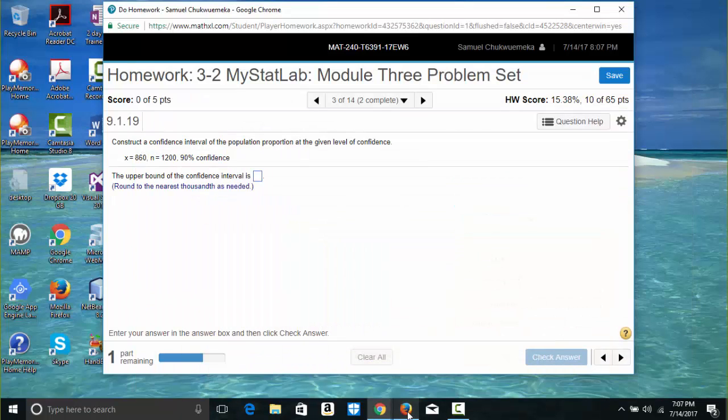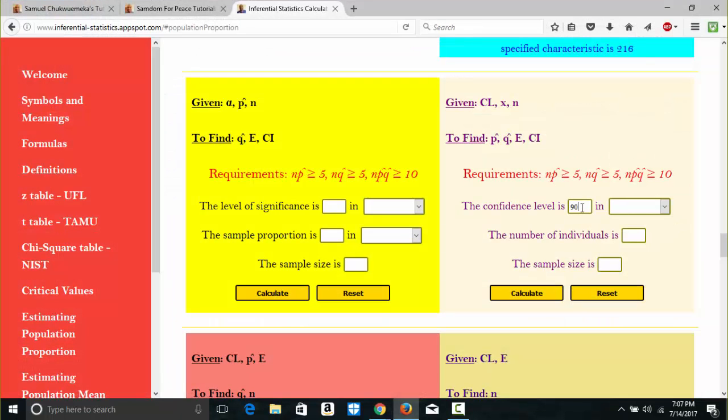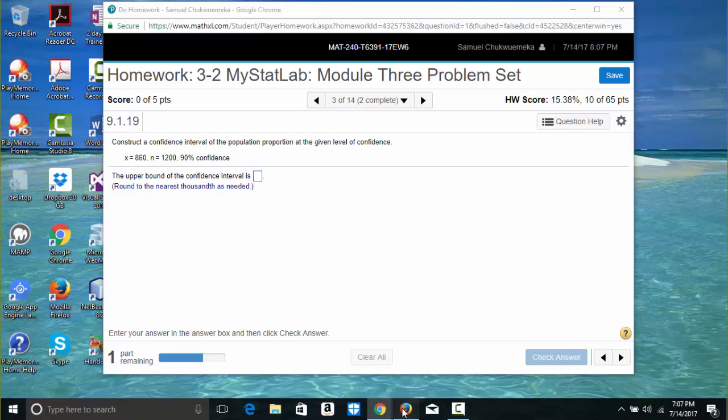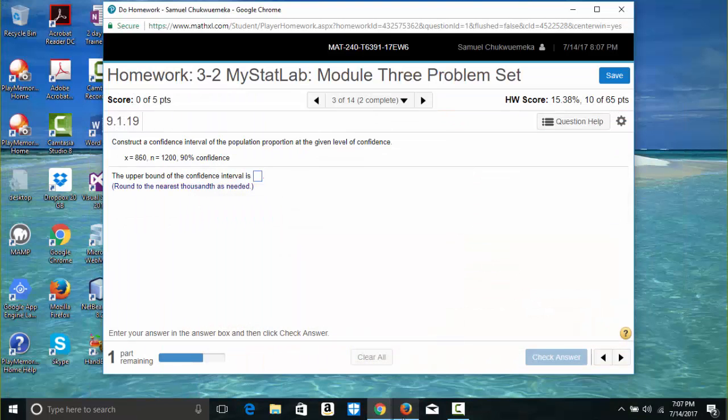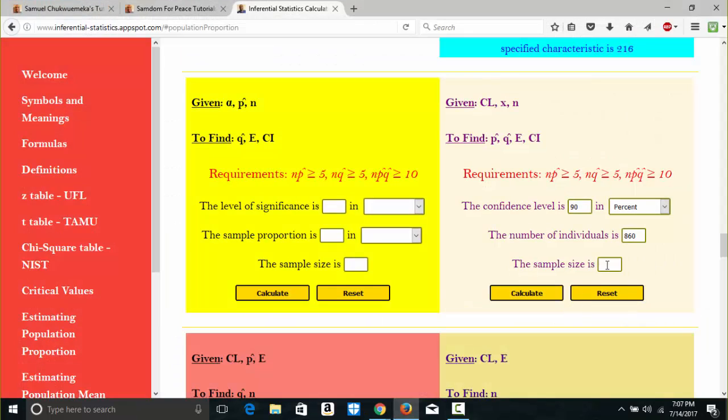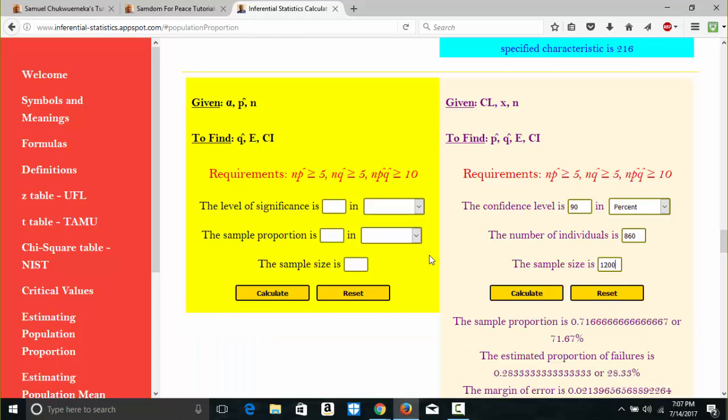So confidence level is 90%. So we're going to put 90, and here select percent. X, the number of individuals, is 860. Sample size is 1200, and press the enter key.